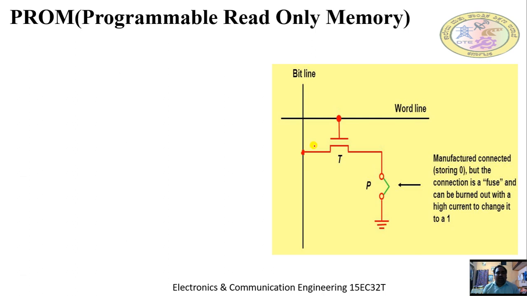Another variation of the ROM is PROM. Here the only difference between the mask ROM and PROM is that both are one-time programmable, but in PROM the user is given a provision to program it by burning out the fuses. But in case of the previous version, that is mask ROM, the user was not allowed to write his content. Instead, the manufacturer will decide what should be the content in each cell. That is the only difference.